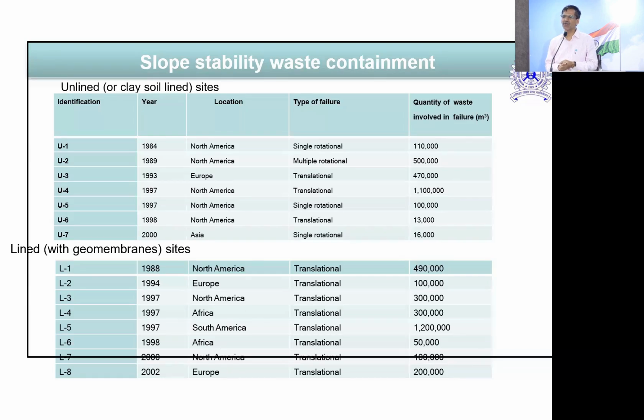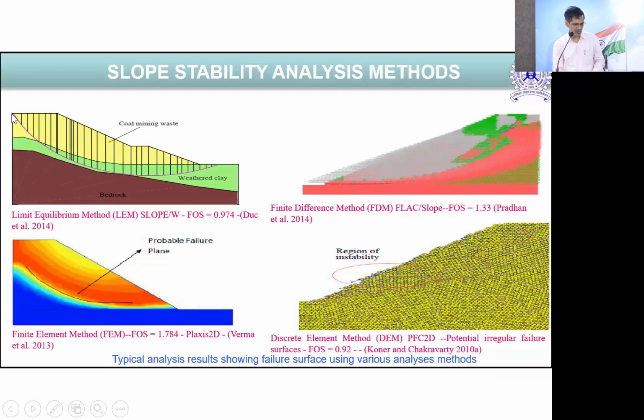Where it has failed, most of the time it is at the liner, when it is a translational failure. Particularly these are not tailing containment, these are municipal solid waste containment systems. Failure can be different: a single rotational, a multi-rotational, translational, and so on. The basic concept is that the limit equilibrium method assumes a typical failure surface like this.